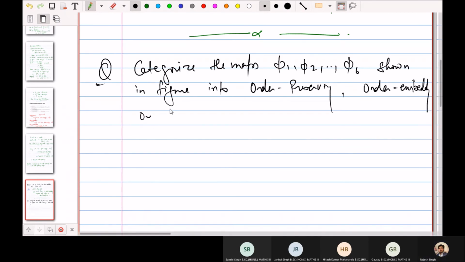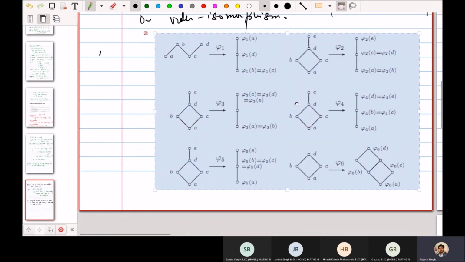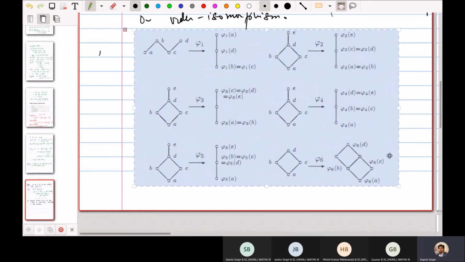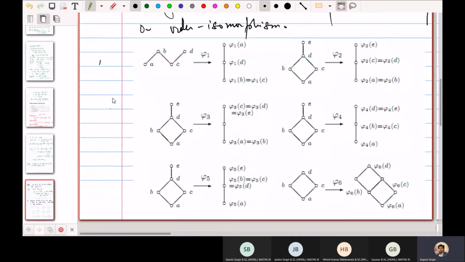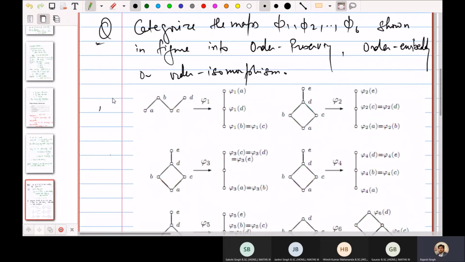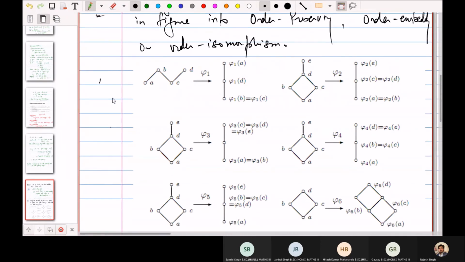और order isomorphism. So इन 3 कैटेगरीज में बताना है. ठीक है, this is the figure. So what about 5-1? 5-1 क्या है? Is it order preserving, order embedding or order isomorphism?